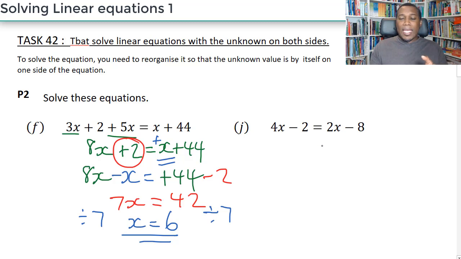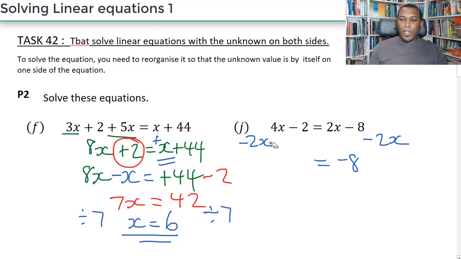And then for J, balancing, I have more x's on the right, so I want to get more x's on the left, sorry. 4x on the left, 2x on the right. Let's do this by balancing. I want to get rid of all the x's on the right-hand side, so I've got to take away 2x. And if I take away 2x on the right, I have to take away 2x on the left. No more x's on the right. I'm now left with just minus 8 on the right.